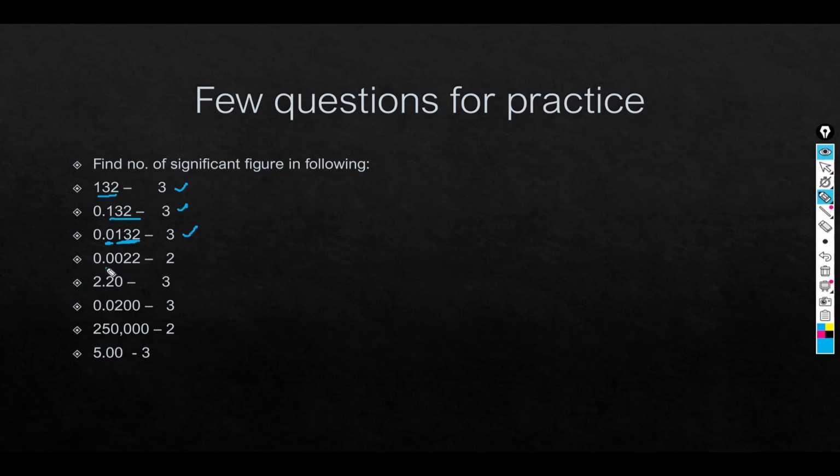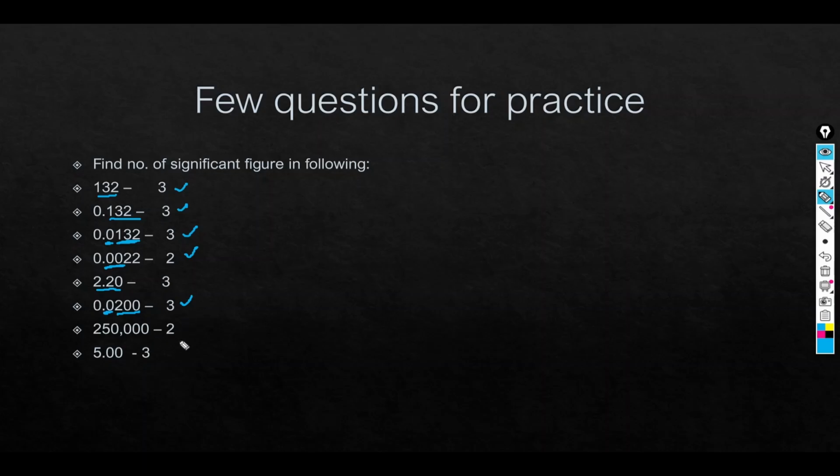Again same rule, these 2 zeros will not be considered. So only 2 significant figures. In this, 0 will be considered as significant because after decimal there is a number and then there is a 0 out there. So 3 significant figures. This one is a good one. Again this 0 will not be considered. So these 3 are the significant figures.